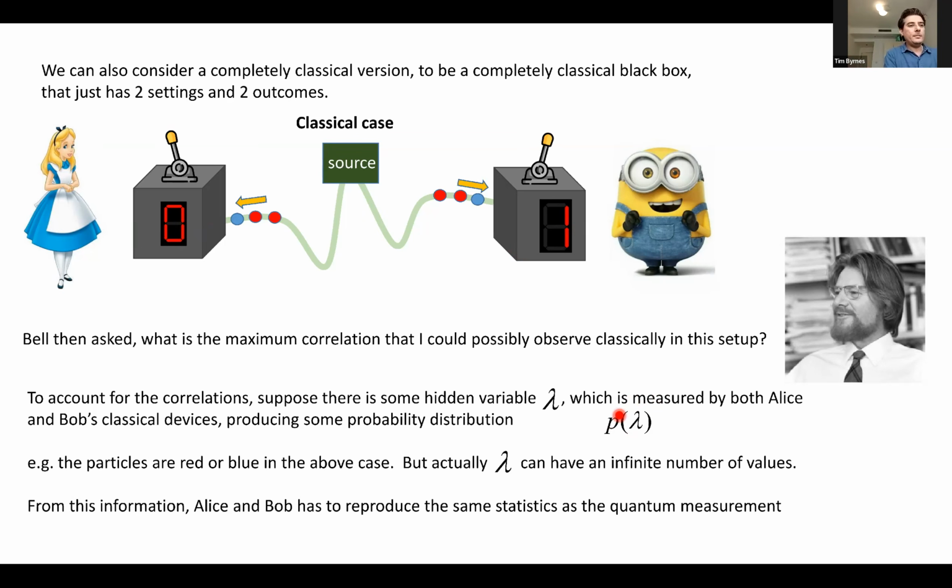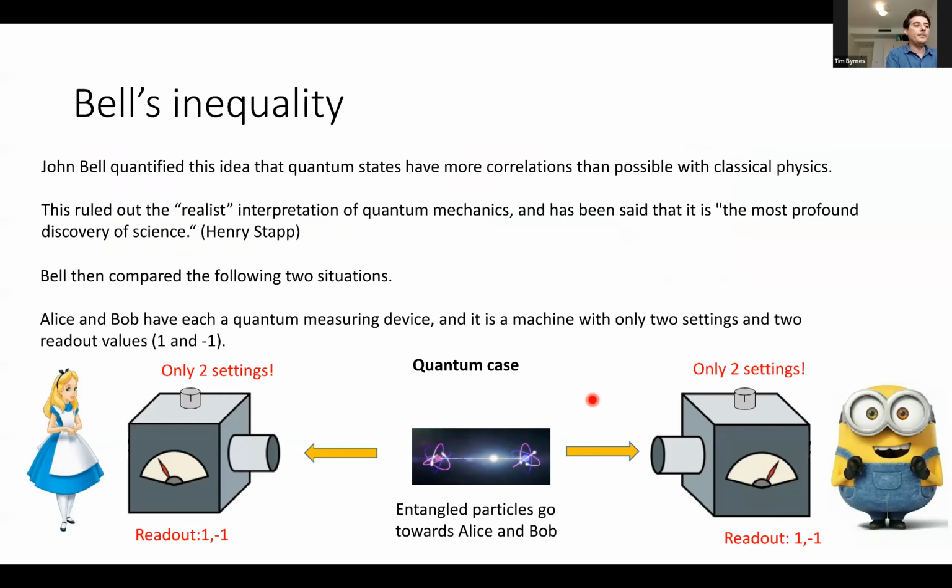So basically what we are going to do is see whether, even with an infinite number of variables, we can reproduce the same kind of statistics that we have in this quantum mechanical situation that we have here. Okay.